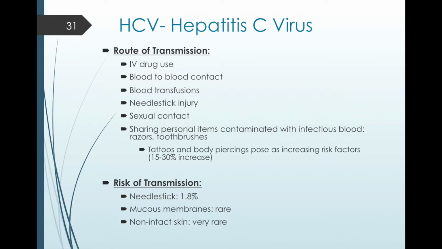Routes of transmission are listed below: IV drug use, blood-to-blood contact, blood transfusions, needle stick injury, sexual contact, and sharing personal items contaminated with infectious blood, such as razors or toothbrushes. If the person has tattoos or body piercings, they pose an increased risk factor, and they add an extra 15 to 30% risk to that. Risk of transmission for needle stick is 1.8%. Mucous membranes and non-intact skin are both very rare. So hepatitis C, small risk compared to hepatitis B.